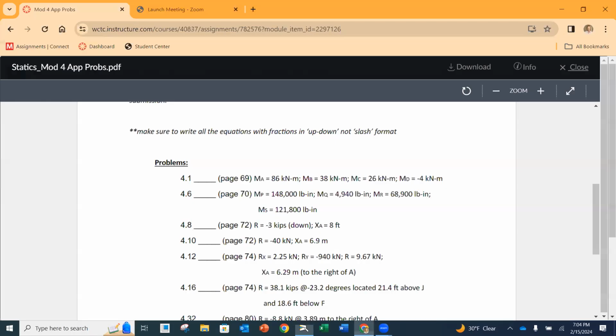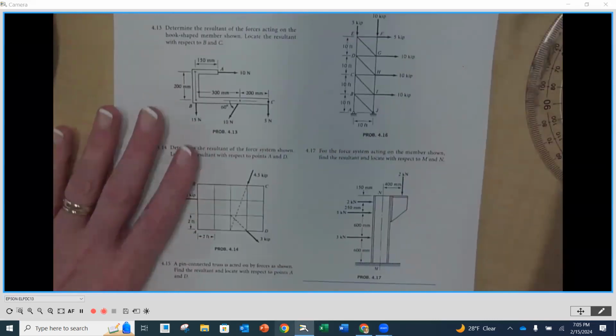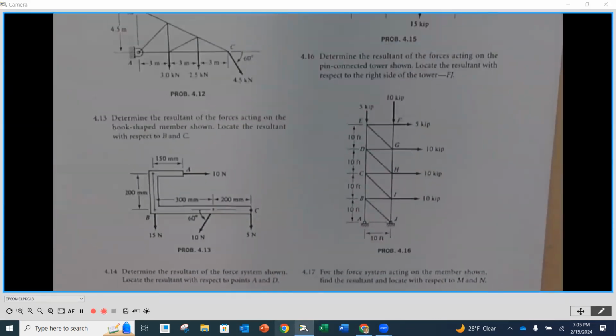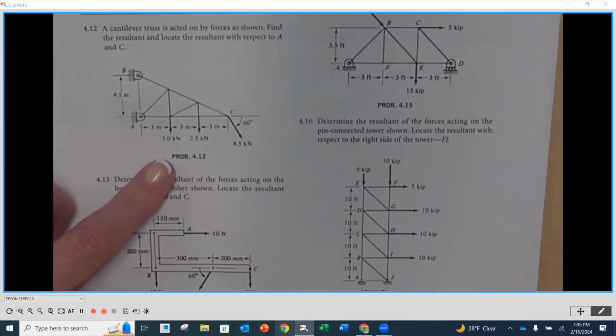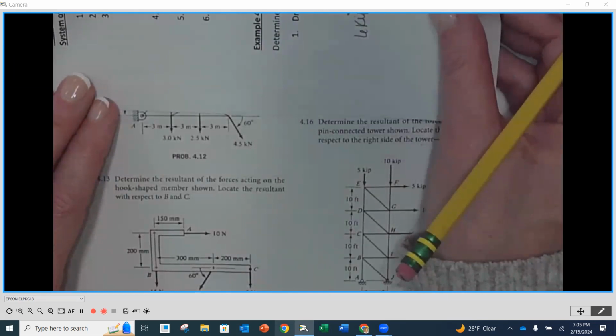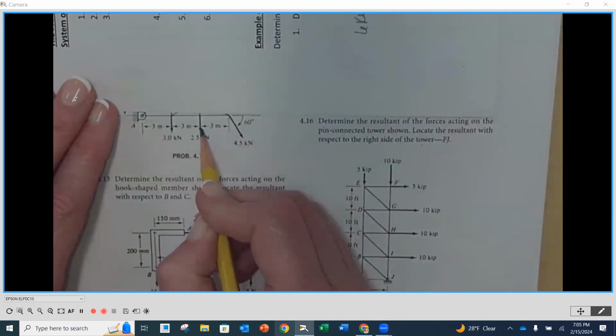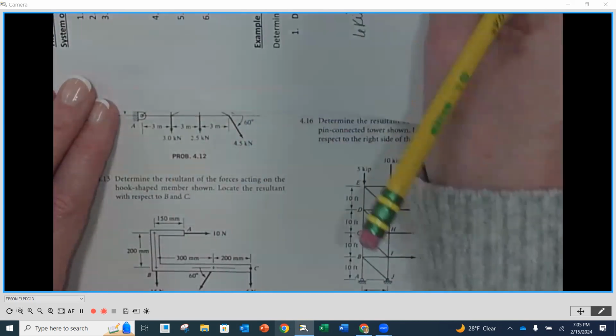Let's go back to our homework problems. So our options here are going to be 12 and 16, and those are found on page 74. So the two that we are picking from are going to be either number 12 here. It says we have a cantilever truss acted on by the forces as shown. Now, again, don't get pulled in by the truss. We're really just looking at these. It's going to be a line from A out to C. And we've got two vertical forces, and then we've got this one at an angle. Okay. So there's that one.